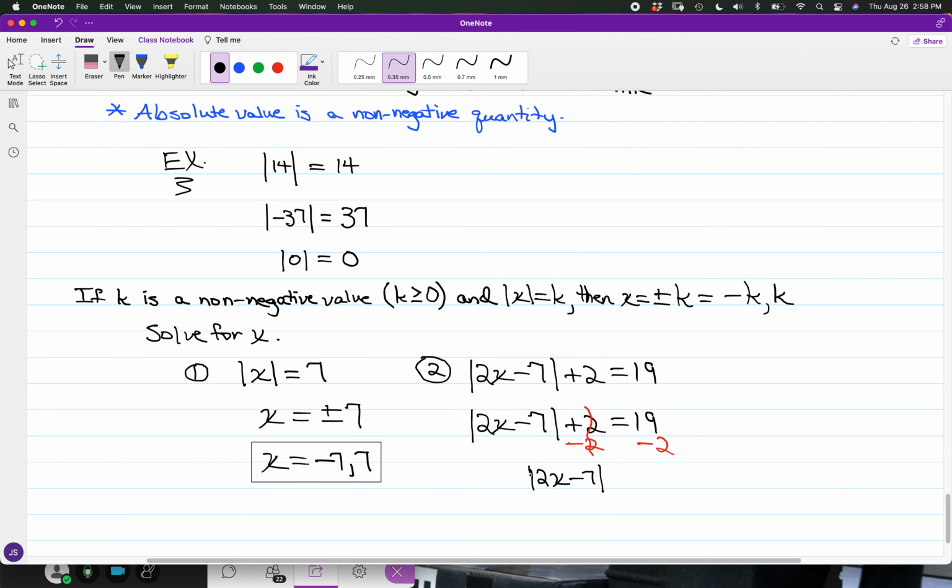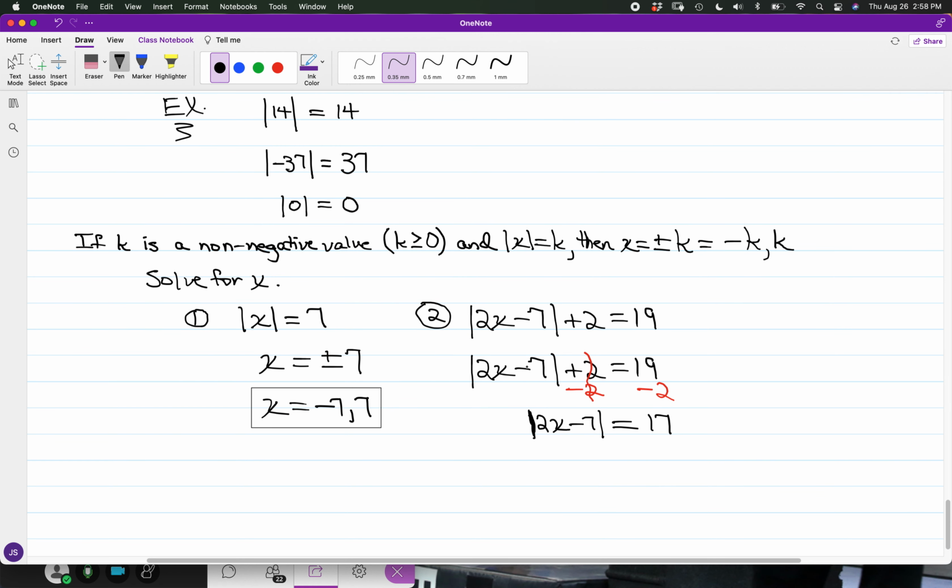So we have the absolute value of 2x minus 7 is equal to 17. Okay, so let me pause right here. Here I have an absolute value term. Now, corresponding to what we have theoretically, the absolute value of x is represented by the absolute value of 2x minus 7, and the k value is going to be 17.